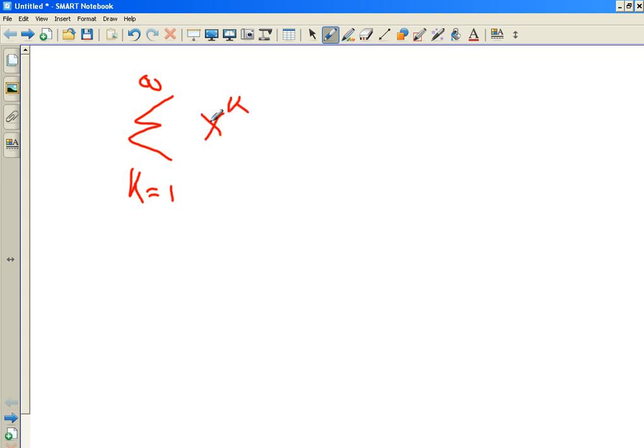Okay, so it's not a series of constants, a bunch of numbers like a half plus a third plus a fourth. It's a series of power functions. We're going to add up a bunch of power functions. So tell me, what do you get? Plug in 1: x plus x squared plus x cubed plus and so forth.